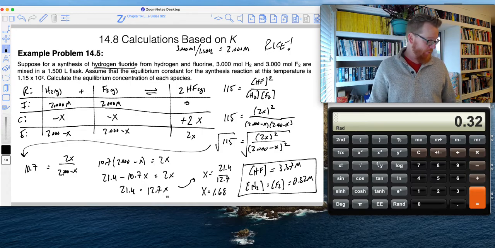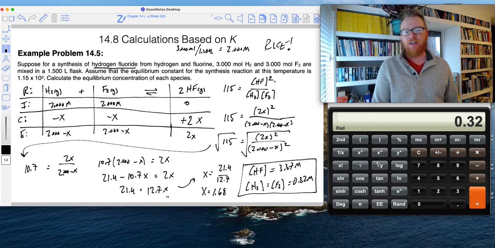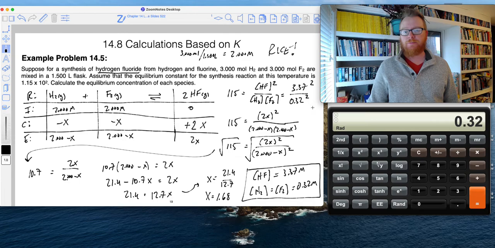So I'm going to box those off, and of course, we can also check if those are the right equilibrium concentrations. And to check if these are the right equilibrium concentrations, I need to plug it back into this expression up here. So let's make sure that that works. So that's going to be 3.37 squared divided by 0.32 times 0.32, which is 0.32 squared.